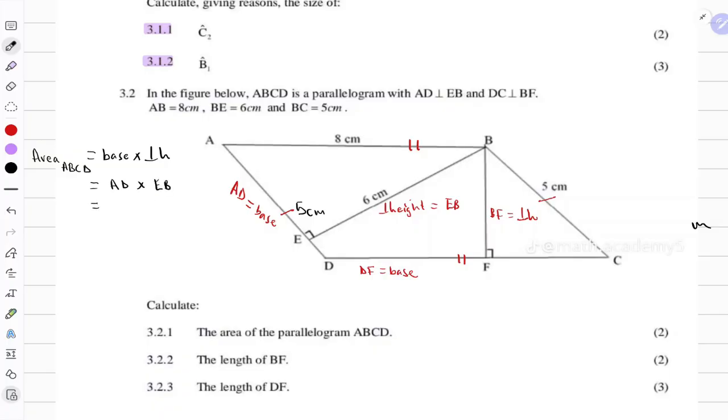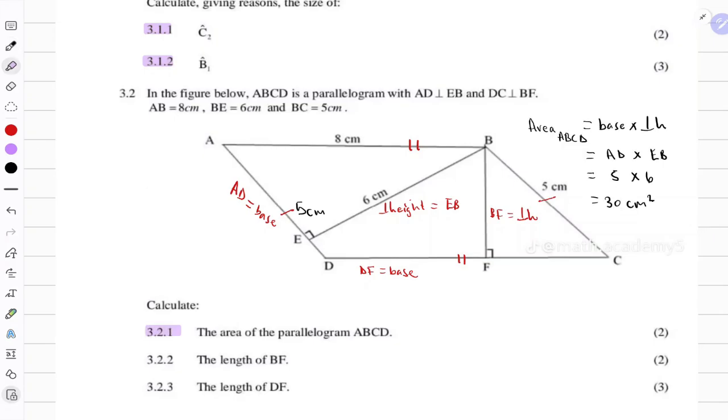Now we can just substitute. The base is 5 centimeters times the altitude, which is 6 centimeters. This gives us 30 square centimeters. So the next question says we need to find the length of BF. Let's see where BF is. BF is this perpendicular height here.